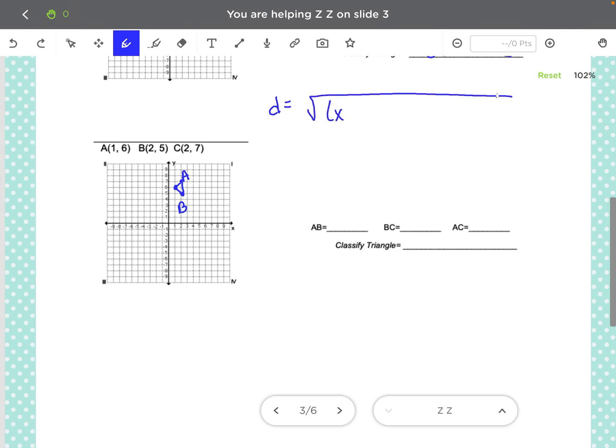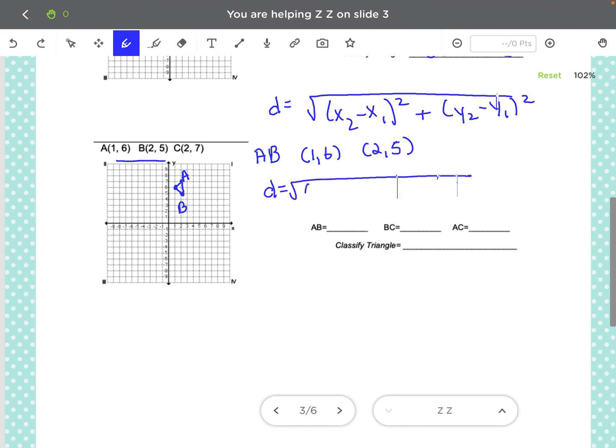Remember, the distance formula looks like this. Take the x's, subtract it, square it, and do the same thing with the y's. So first one I'm going to do is AB. And I'm just going to go ahead and rewrite the points here to make sure I'm using the correct points. And the distance formula says we take the x's first. So x's are 2 minus 1 squared plus y's are 5 minus 6 squared.